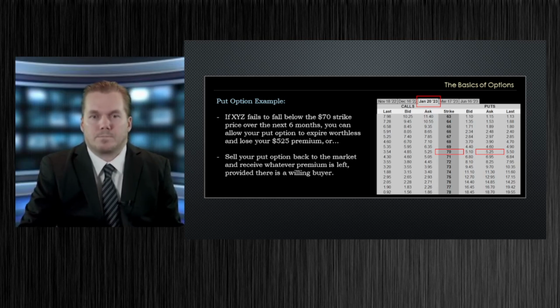In each of these scenarios, the $5.25 premium was used as a very basic example. The actual option premium would depend on the activity in the underlying stock, as well as the activity in the stock's options. And that's the basics of options.